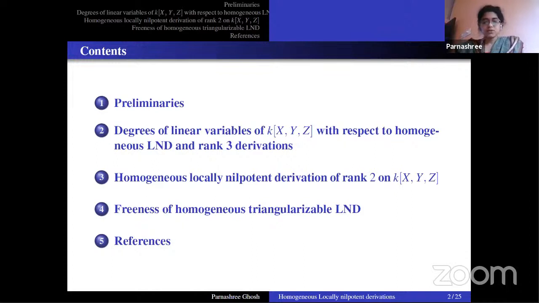Then I will proceed to rank 2 derivations, homogeneous rank 2 derivations. And finally, I will discuss the Freeness conjecture of Jane Freudenberg, and we will see how far we could proceed in this conjecture.